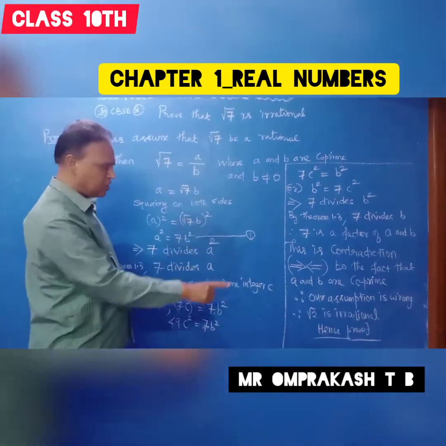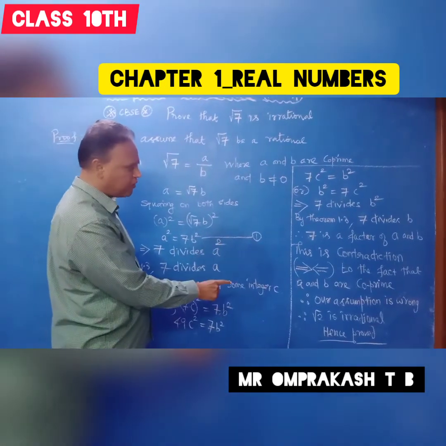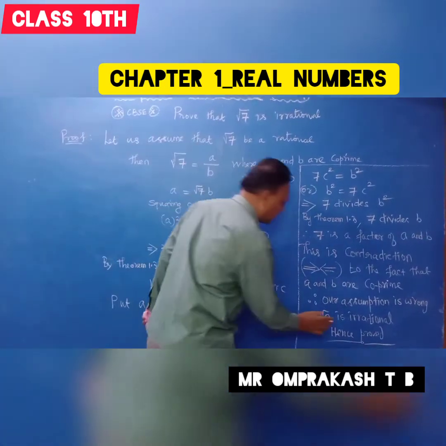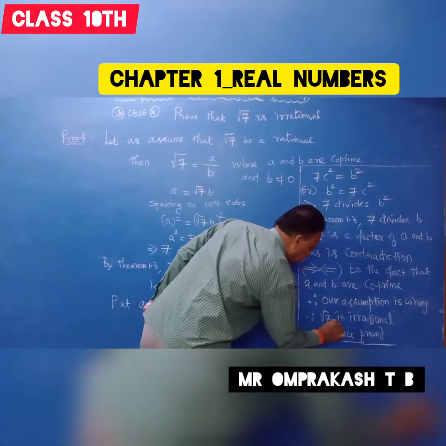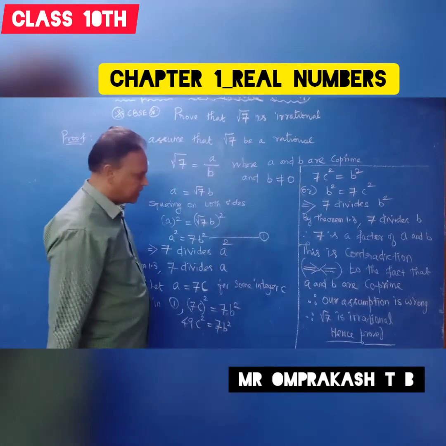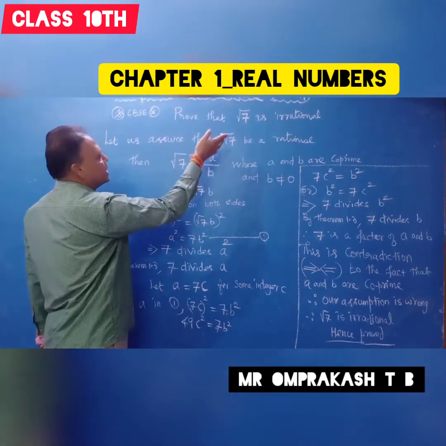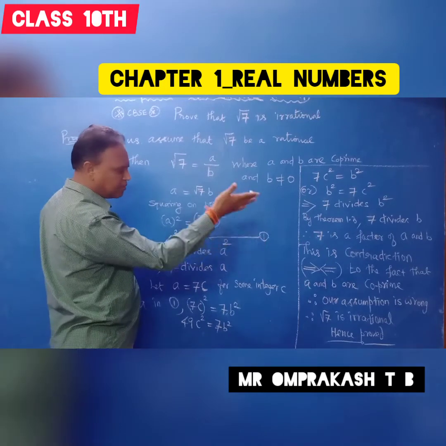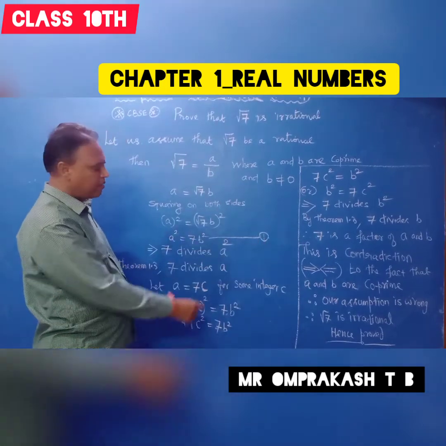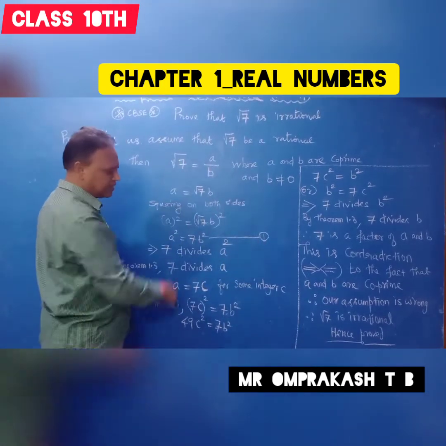Therefore, our assumption is wrong. Therefore, root 7 is irrational. Our assumption is wrong means root 7 is irrational, because our assumption was that root 7 is rational. But that assumption is wrong. Okay. Therefore, root 7 is irrational.